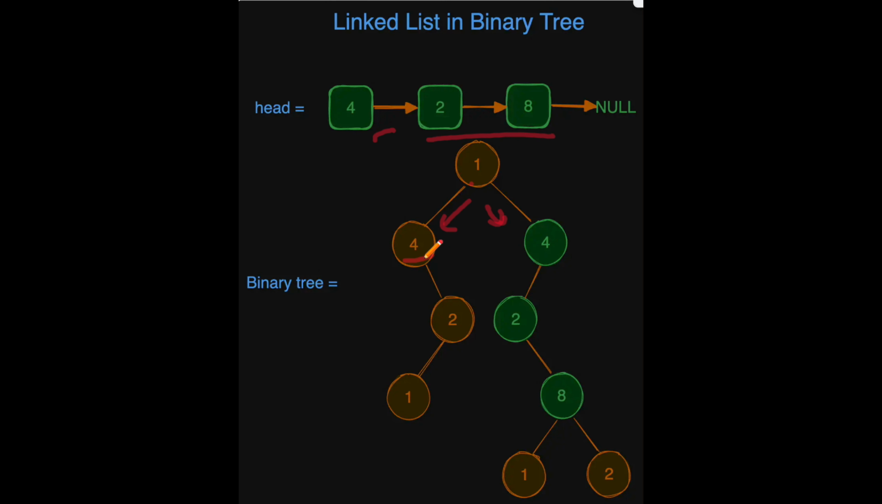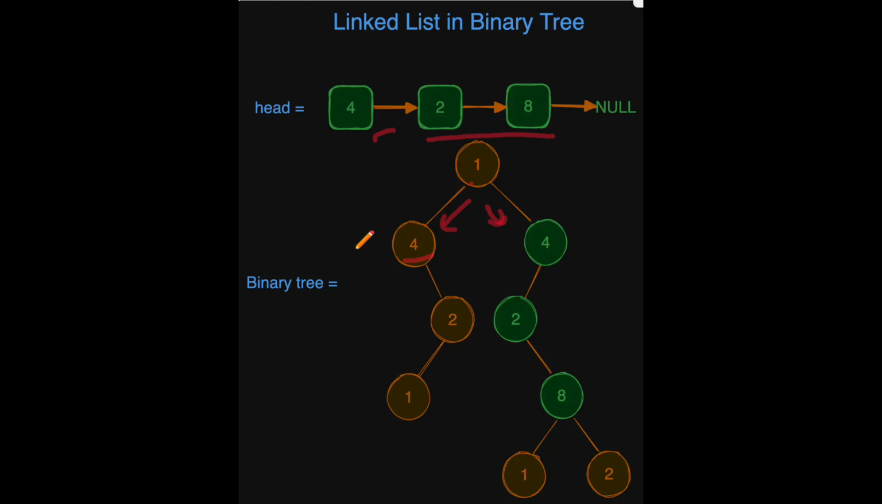So because we have now matched 4, we still need to match remaining linked list nodes 2 and 8 in the binary tree. And if at any point the values of the linked list node and the tree node do not match, or if we reach the end of the tree path, this means that there are nodes remaining in the linked list and we couldn't find the complete linked list in the binary tree, so we will backtrack. Now let's continue with our example.